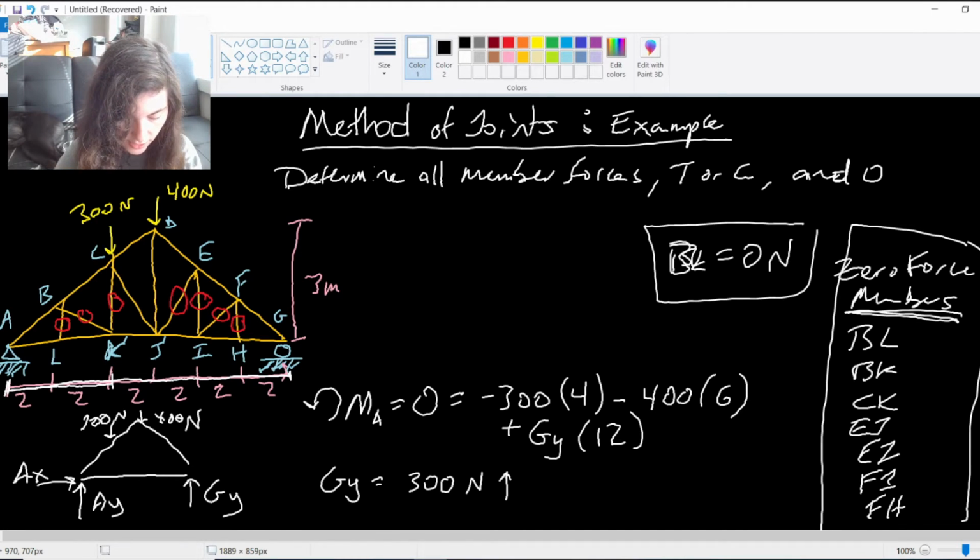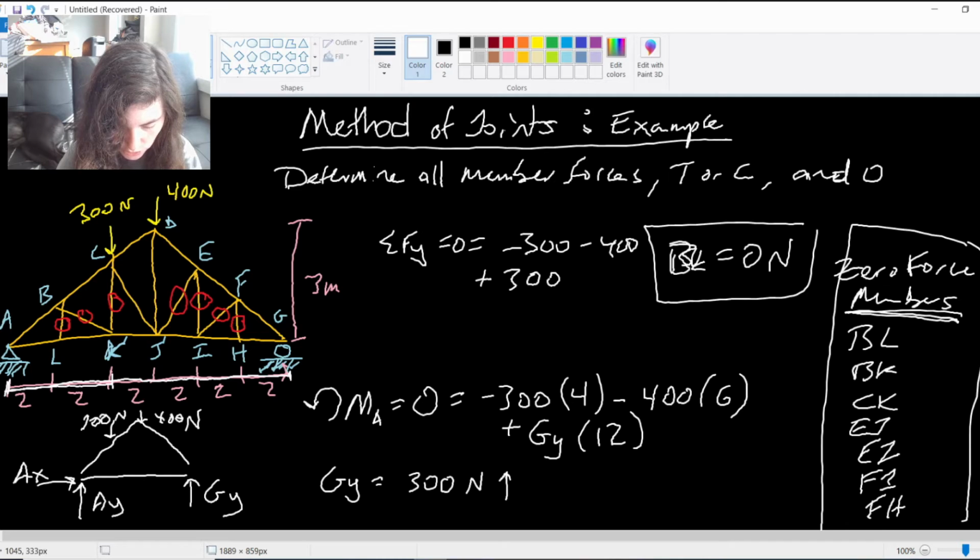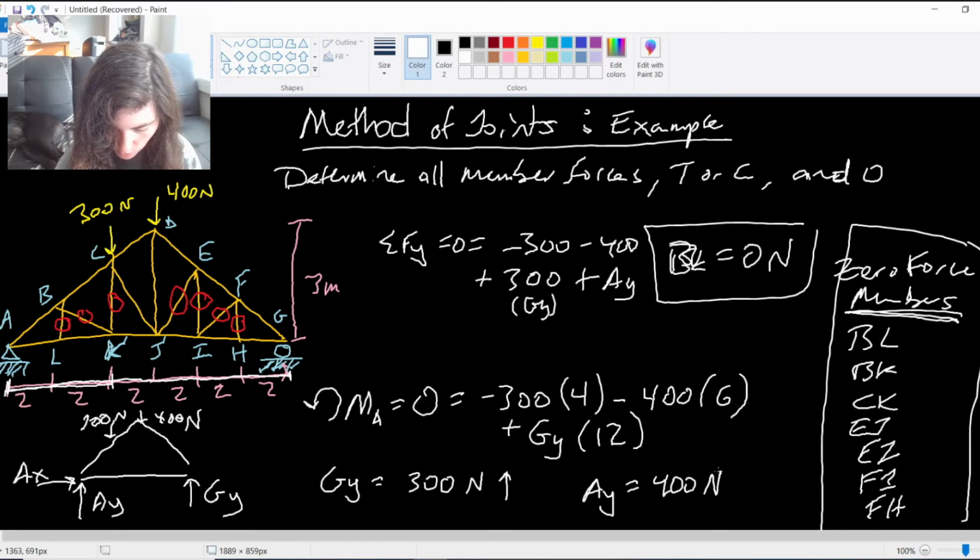So now that I have that, I can pretty easily solve my y equilibrium equation, which would be negative 300 minus 400, since they're both in the negative y direction, plus the 300 from Gy, this is Gy here, plus Ay. So again, another pretty simple one to solve. I'm going to get my Ay is a positive 400 newtons up. That's two of my reactions.